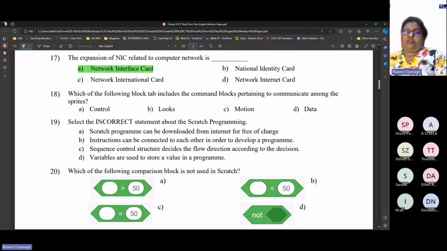Which of the following block tabs includes the command blocks pertaining to communicate among sprites? To communicate among sprites. Looks defines the look of the sprites. Motion moves them. Do we have something called data? Remember Scratch?